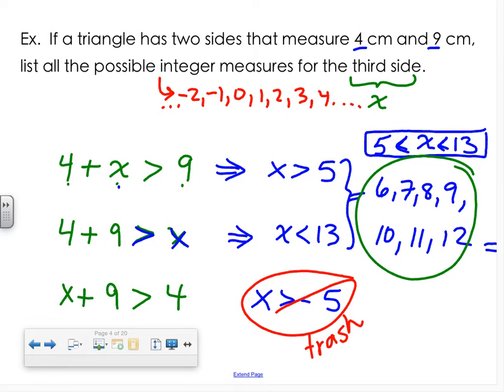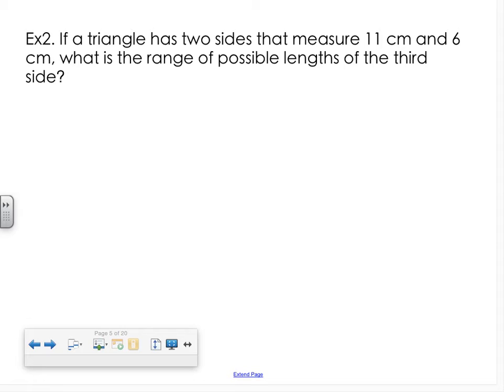Okay, let's see another example. Okay, so this time it gives me two sides, 11 and 6. What is the range? Okay, so it gives me the range. It doesn't say list integers. It just wants the range.